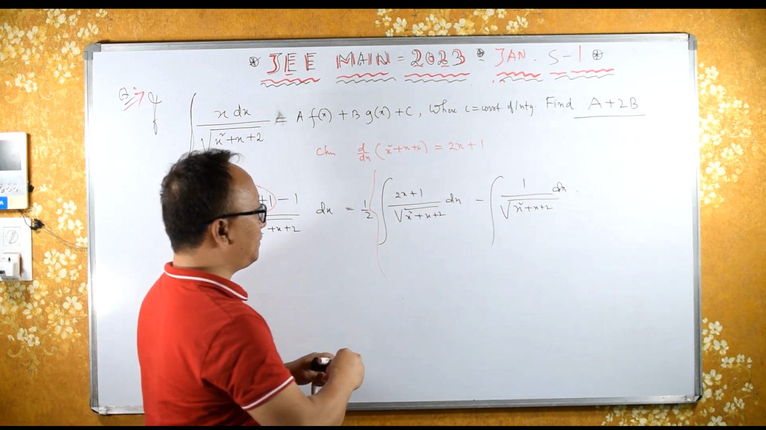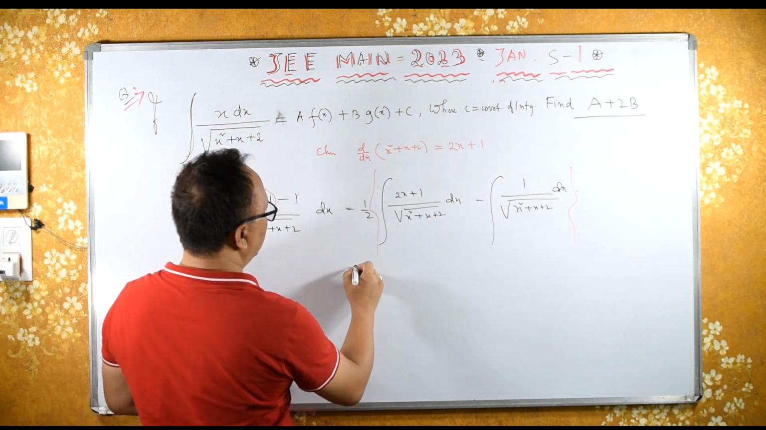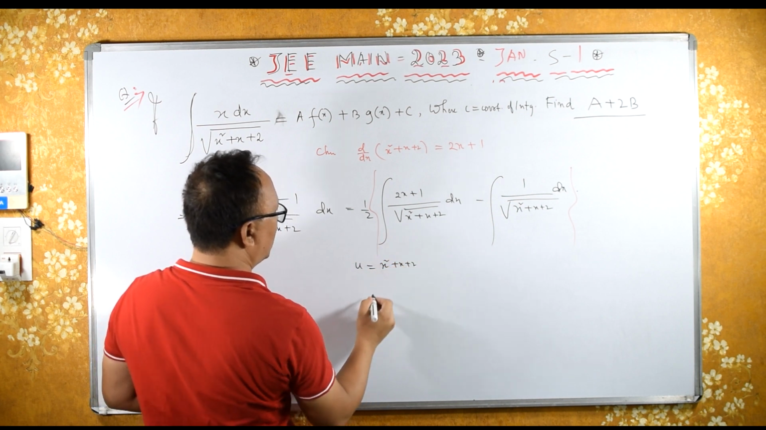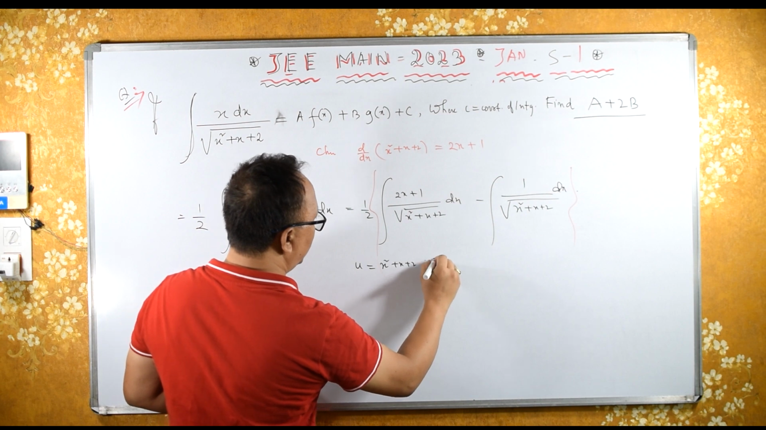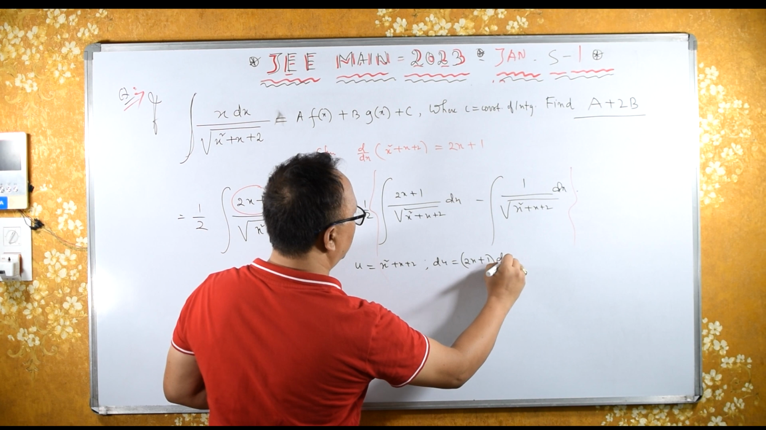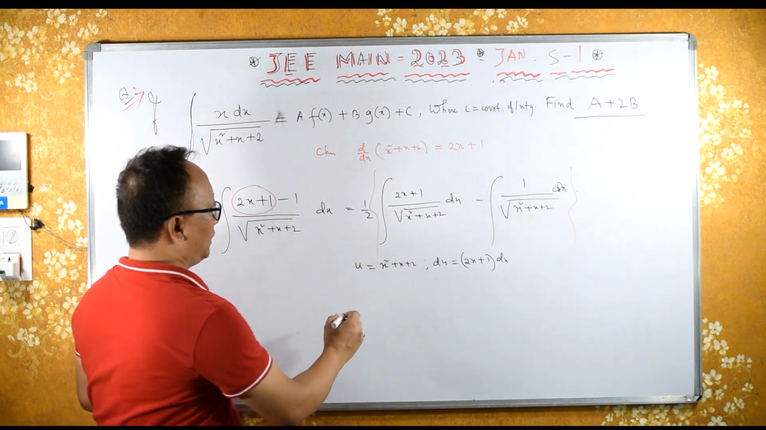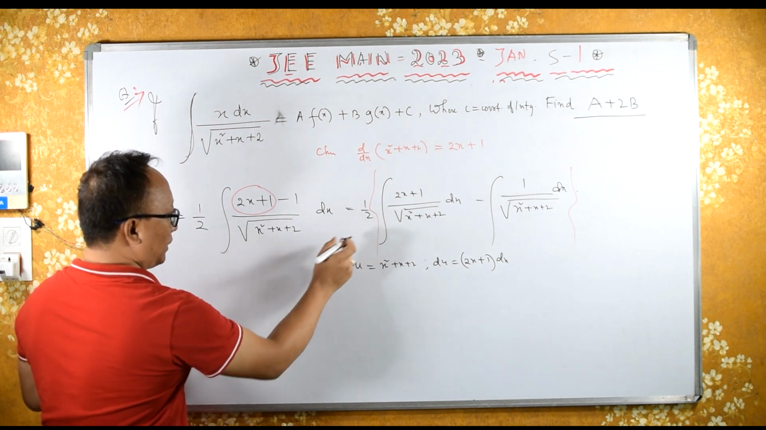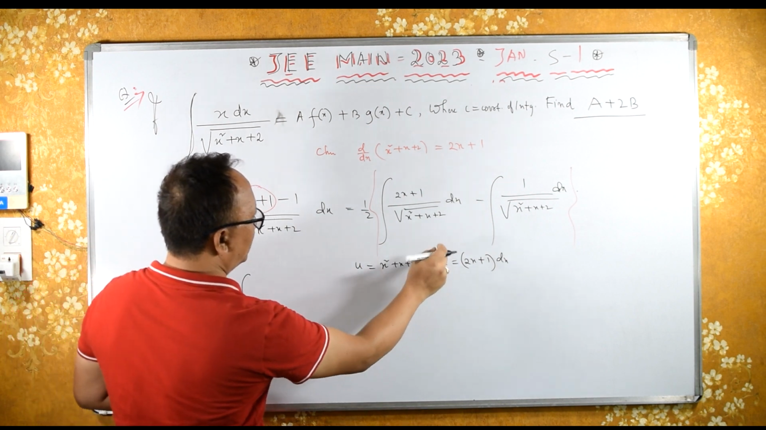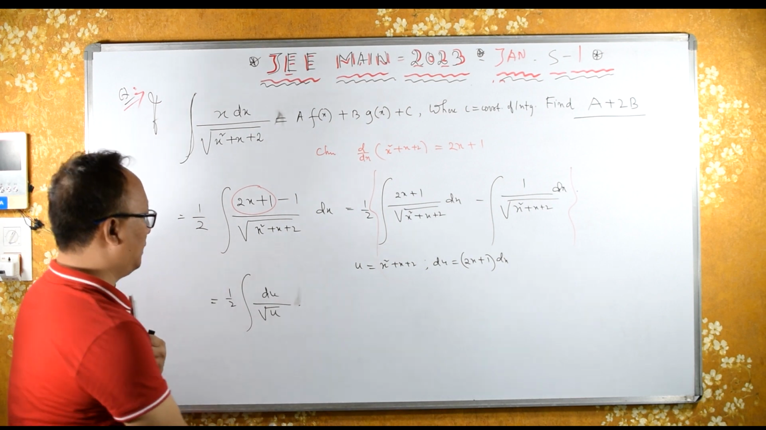Now for this part, let's substitute u equals to this x square plus x plus 2. Therefore du equals to what? Twice x plus 1 into dx. Therefore, this numerator I am getting as du. So this part is equal to half integral of du upon, minus.